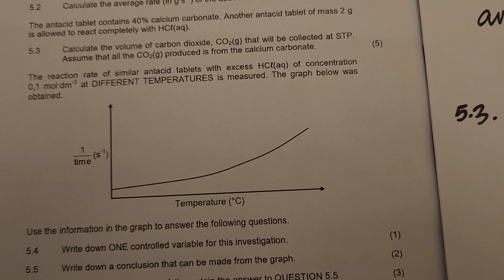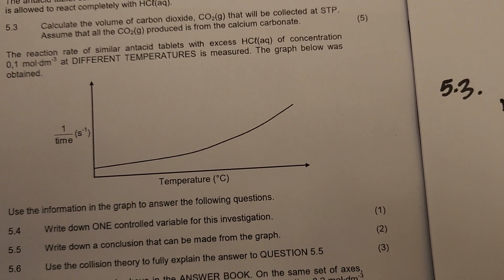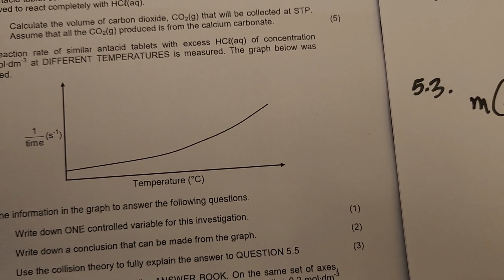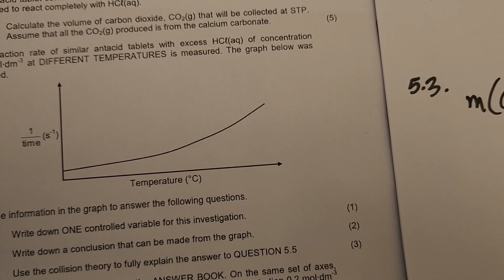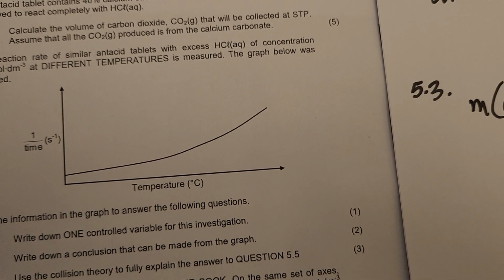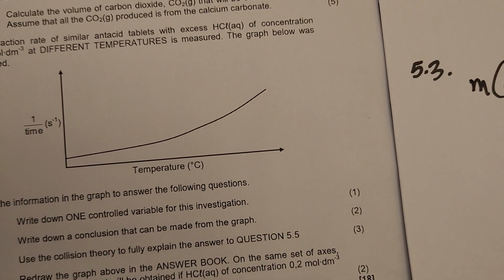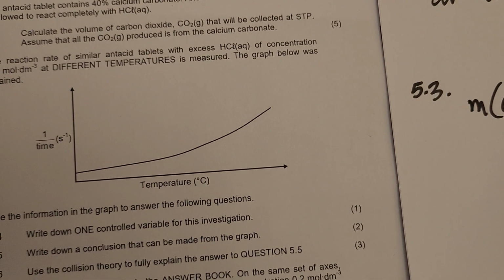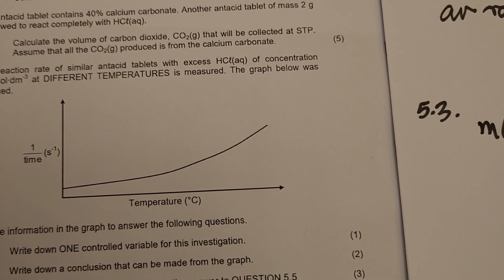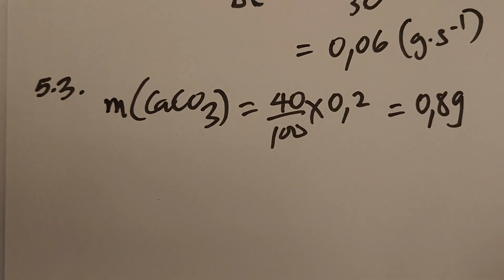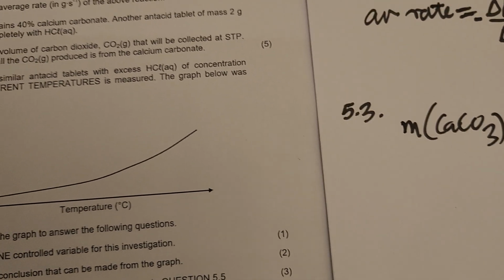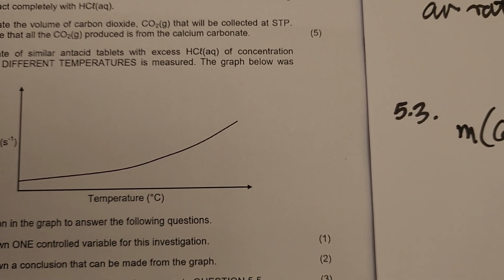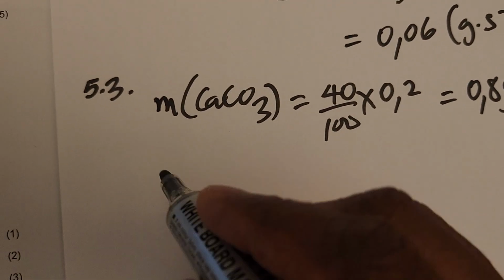5.3, we said, according to this one, they say the antacid tablet is 40% calcium carbonate. Therefore, another antacid tablet of mass 2 grams is allowed to react completely with HCl. Now, first and foremost, before you can calculate the volume of carbon dioxide, let's find the mass of calcium carbonate in that antacid, which is 40%. Then from there, you have to calculate the number of moles of that mass. We know how to calculate the number of moles.